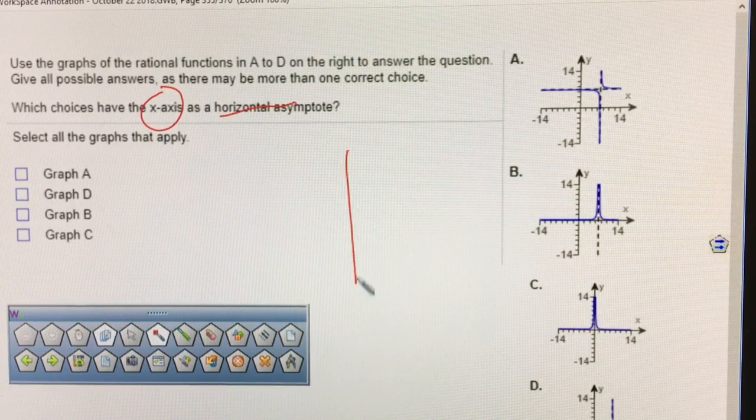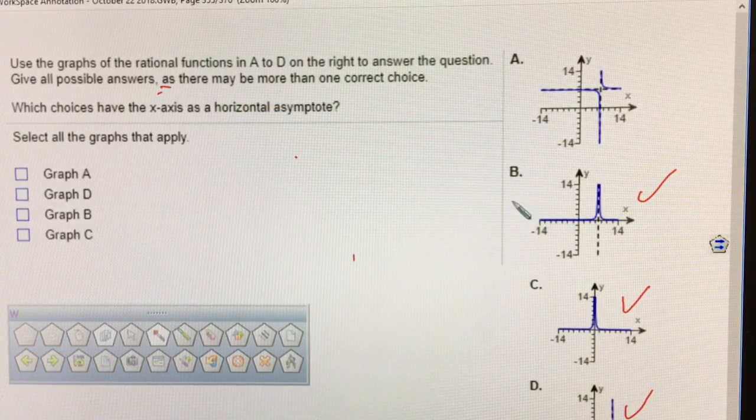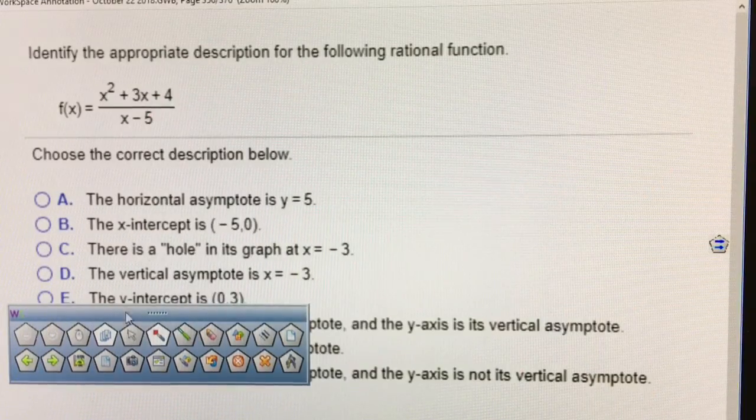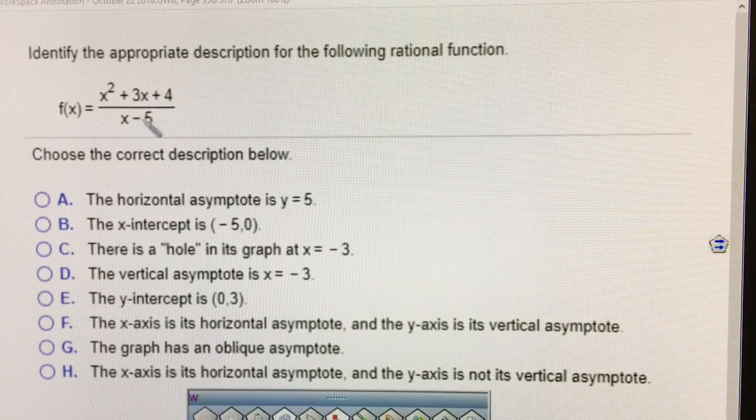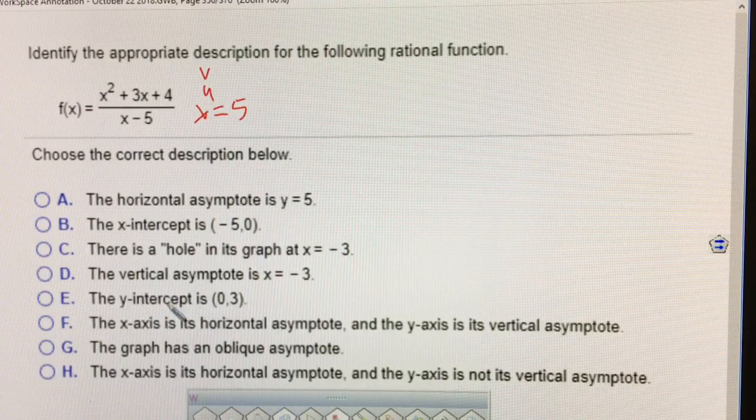X-axis is a horizontal asymptote. So x-axis and it has a horizontal asymptote going along there. This one has x-axis as a horizontal asymptote. This one has x-axis as a horizontal asymptote. This one has x-axis as a horizontal asymptote. So that's going to be B, C, and D. No A. All right, it has a horizontal asymptote at x equals 5. Let's see if any of those. I'm sorry, it has a vertical asymptote, VA, at x equals 5. X equals negative 3. It ain't that.